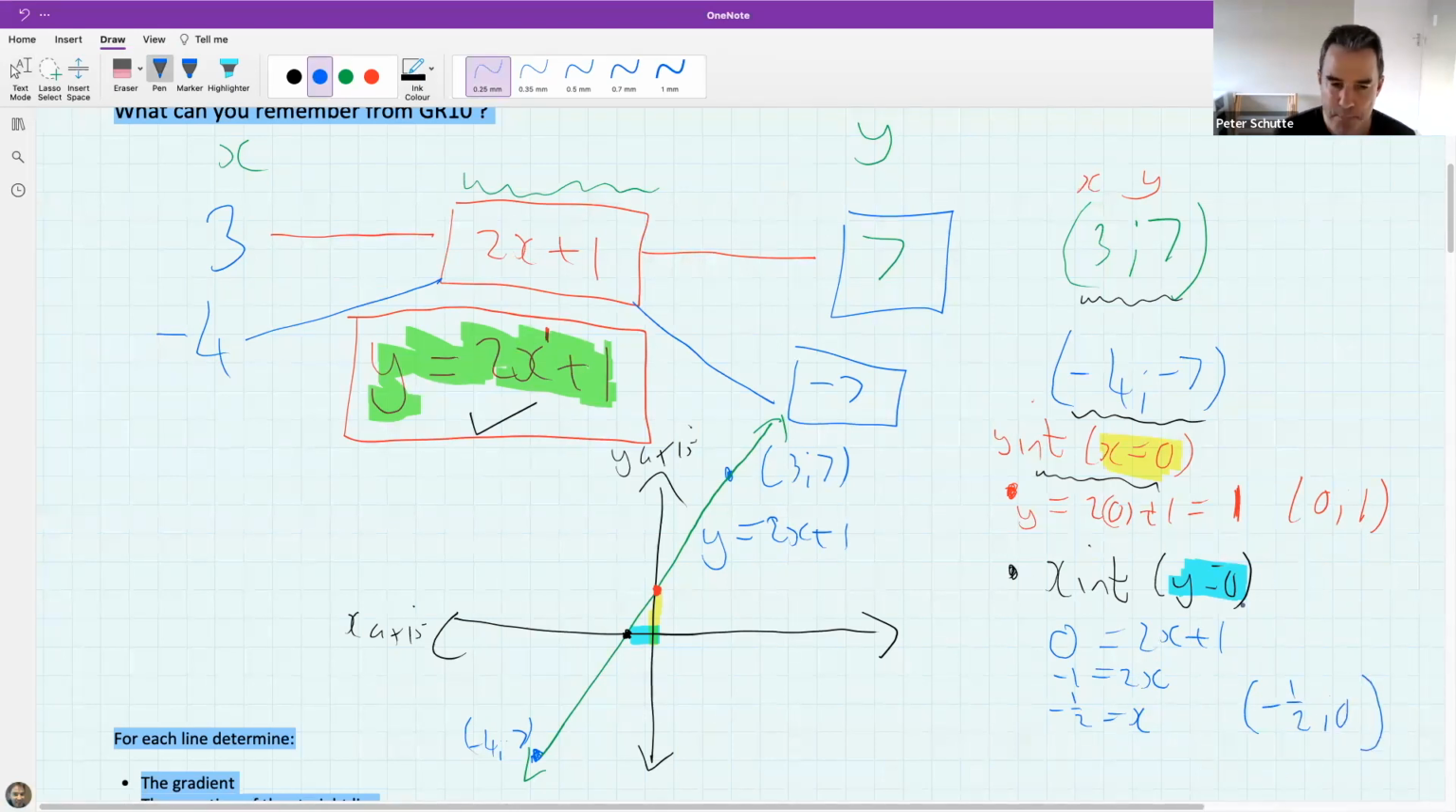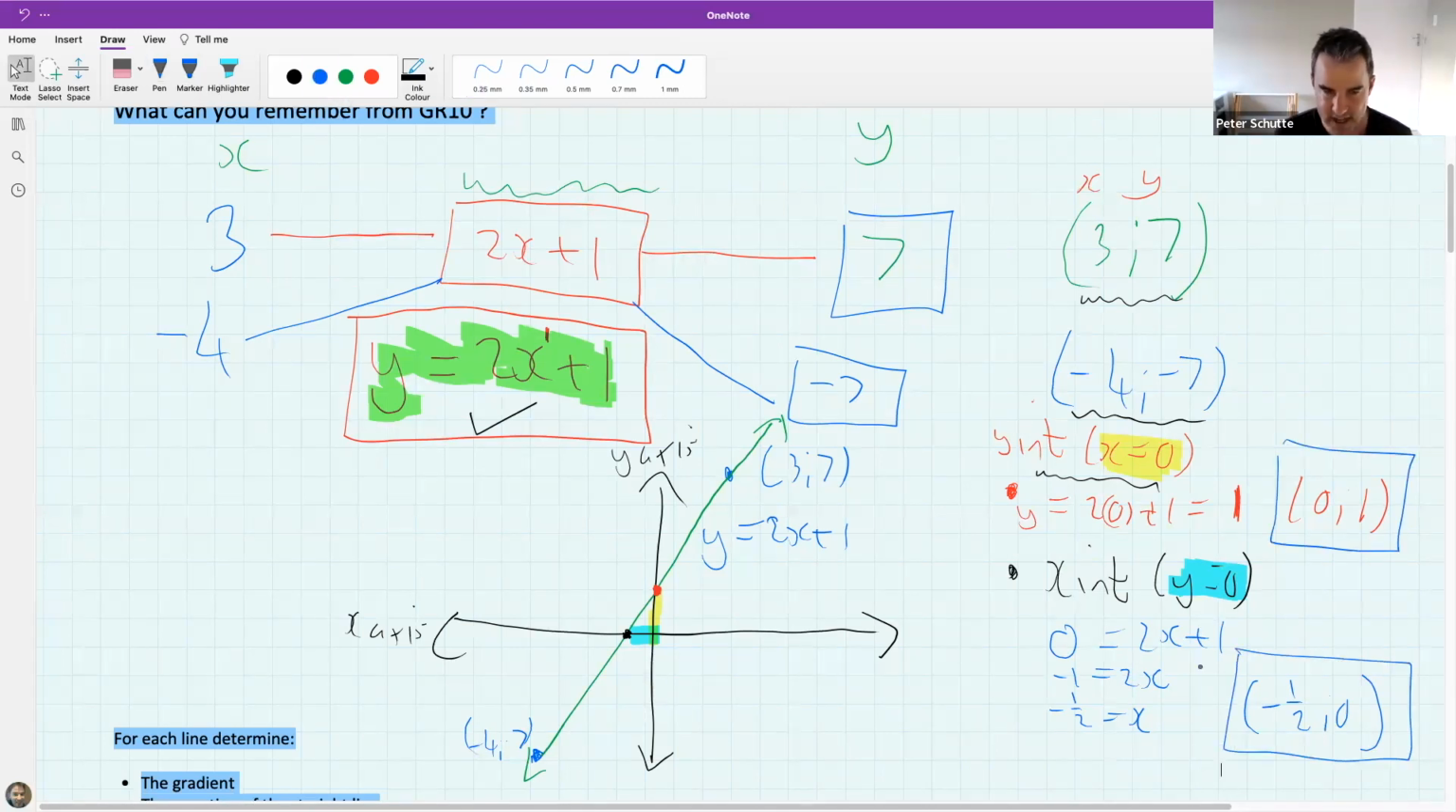And these are particularly important points. Whenever we draw straight lines, we normally look to find the x and y intercepts. And so that's what I wanted to do to start with today, and also to show you that there are many other points on this line, on this relationship.